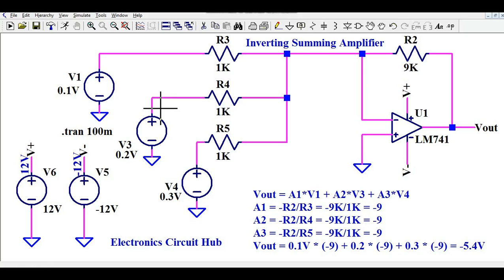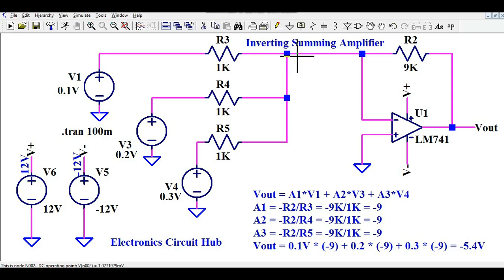So today we are going to learn about the simulation of inverting summing amplifier by using op-amp LM741. Okay, and in the last video we have understood about the simulation of non-inverting summing amplifier. So what is the difference between basically inverting summing amplifier and non-inverting summing amplifier?